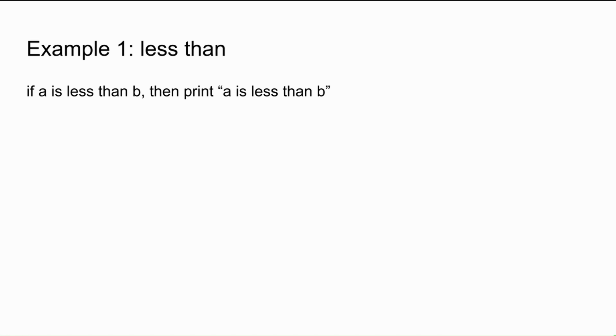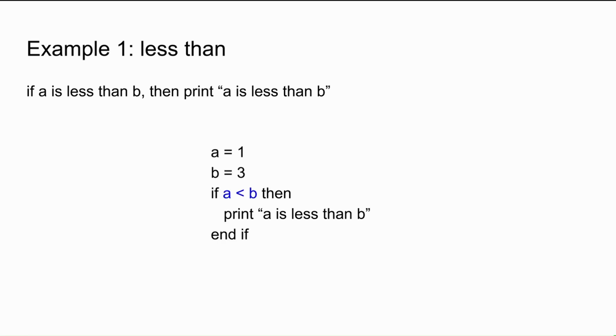So let's see the first example. Here I'm going to use the less than, and I want to check if A is less than B. And if that's the case, then we will print A is less than B. So here we are using the print keyword from the previous lessons as well as the variables. First, I am going to give values to A and B, for example, 1 and 3. We can see it here. So A equals 1 and B equals 3.